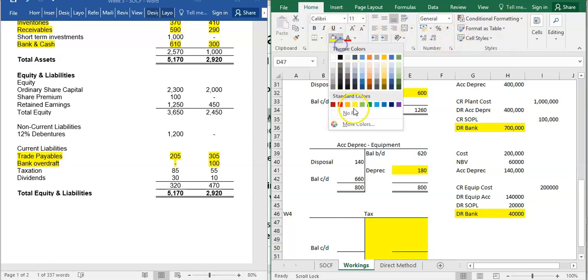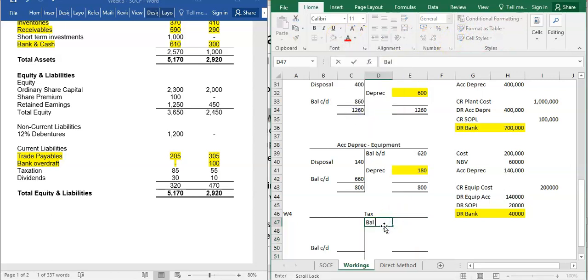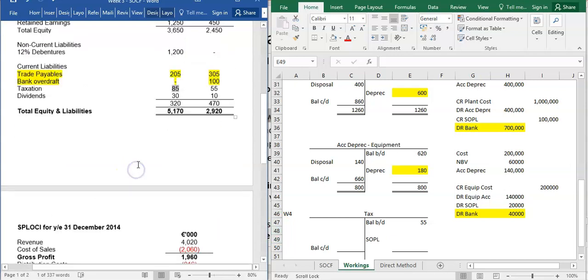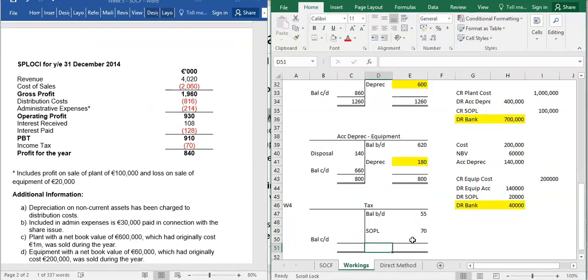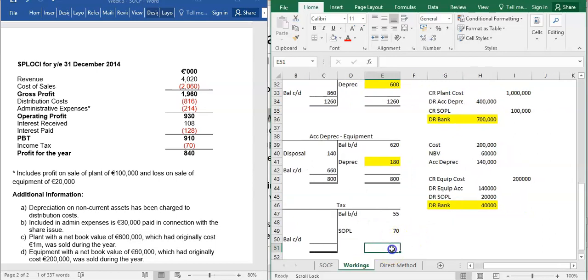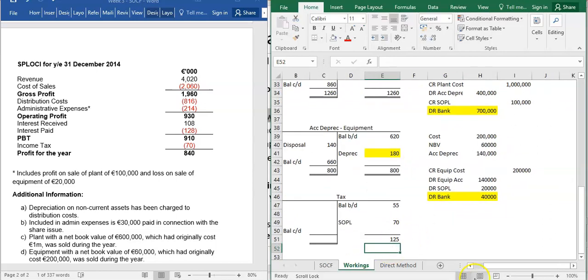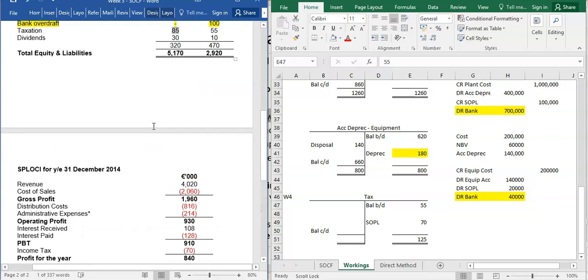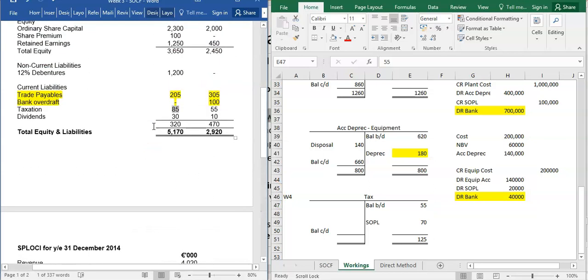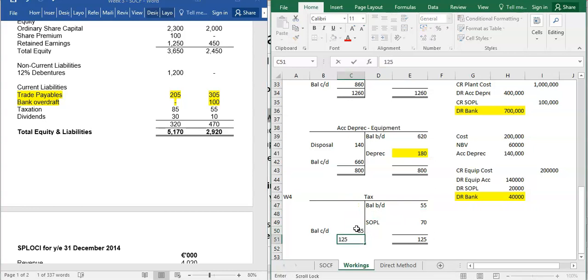All right, let me just tidy up this. So your balance brought down in your tax liability account was 55. You had the SOPL charge for the year, which would have been debit the tax in the P&L, credit tax liability was 70. So all else being equal, we should have owed 125 at the end of the year in tax if we paid nothing off. The 55 we owed at the start of the year and the extra 70 we incurred during the year. We actually only owe 85 at the year end.